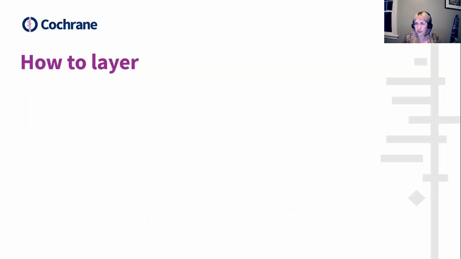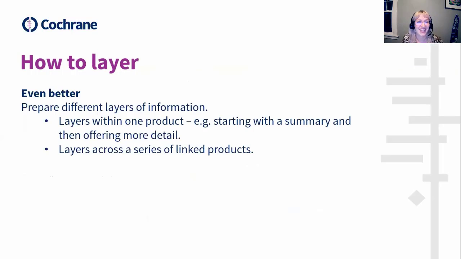I'm going to go a bit more sophisticated once you've got that layering down. And this is preparing different layers of information ourselves. So that could be within one product, so starting with a summary of key messages and then offering more detail later on. Or you could think about a series of linked products that contain the different layers.